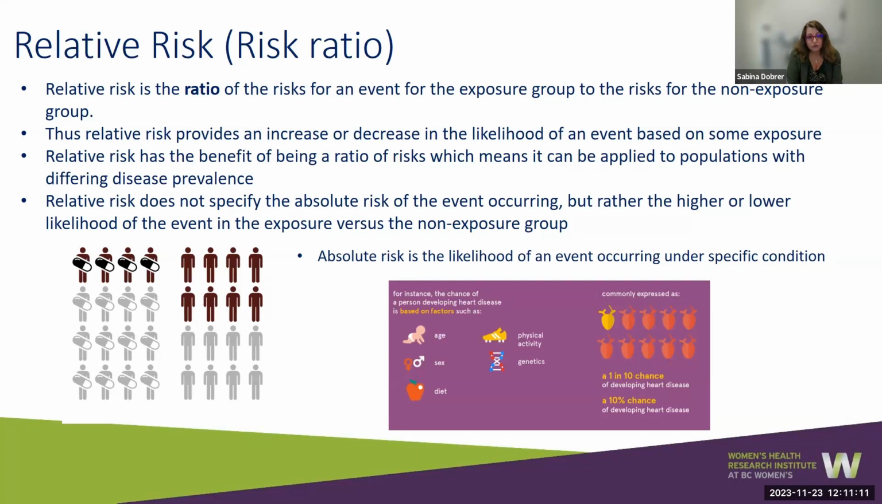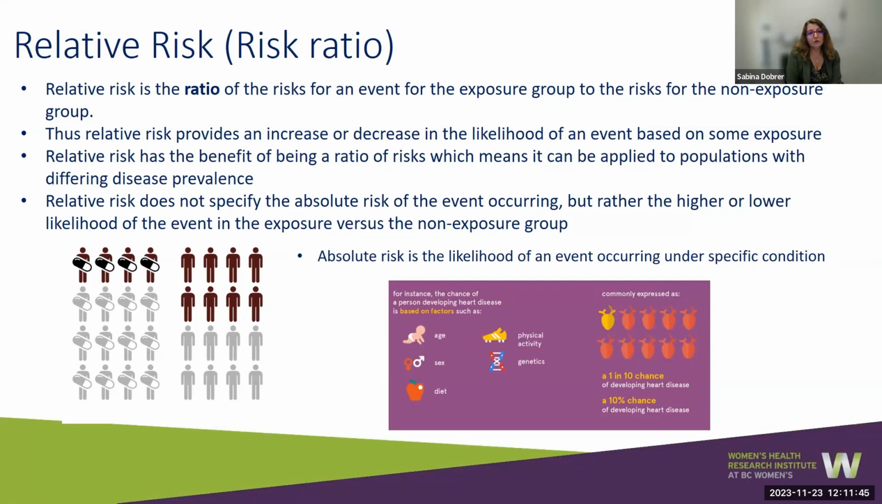For example, on the picture you see, in your population, 4 people were exposed to the drug we are testing and 8 people were not exposed to the drug, and we can measure the condition in both of those populations. Relative risk provides an increase or decrease in the likelihood of the event based on some exposure. So it's the likelihood of something happening based on exposure. We need to have exposed and not exposed people in our population.